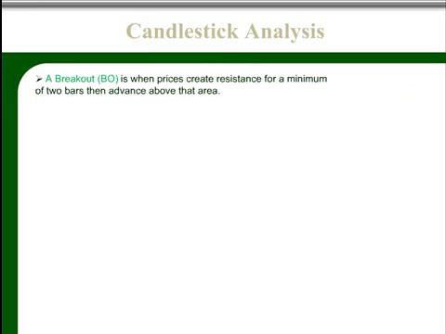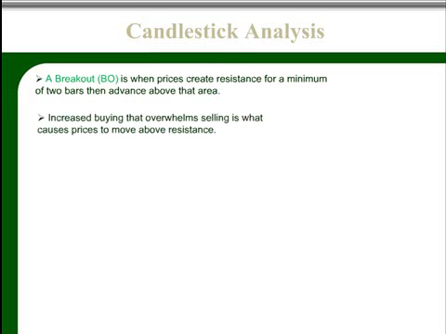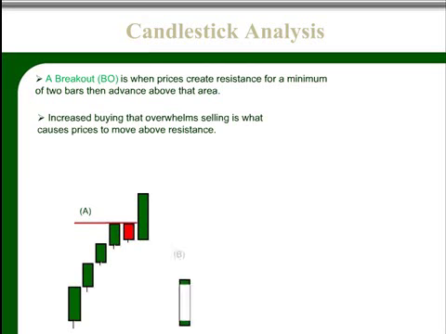A breakout is when prices create resistance for a minimum of 2 bars, then advance above that area. Increased buying that overwhelms selling is what causes prices to move above resistance. On pattern A, prices advance until they find resistance and consolidate for 2 bars. Mark off the highest point of the 2 bars as resistance. When prices advance above the resistance, that is when a breakout has occurred.